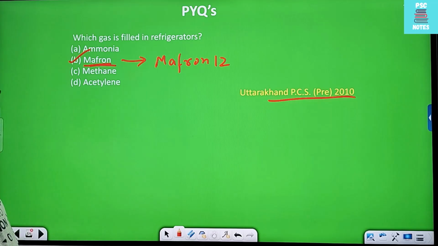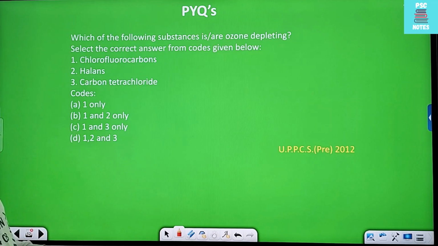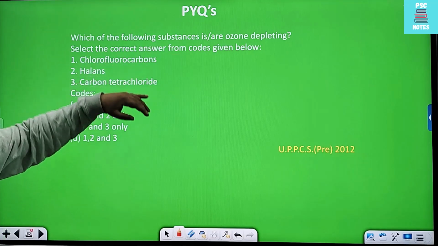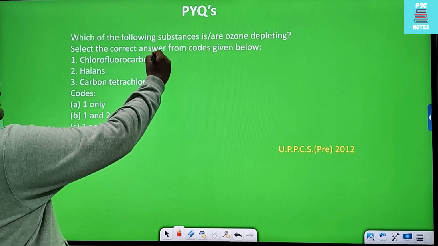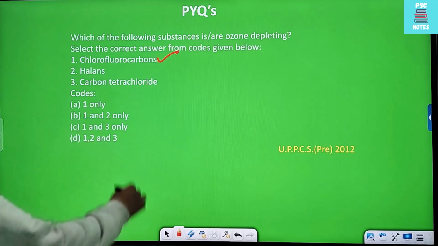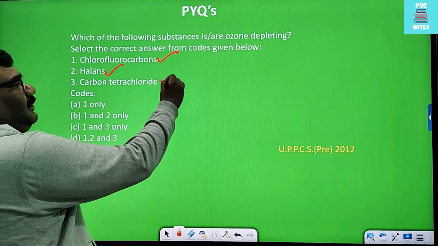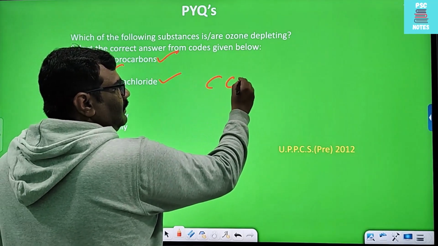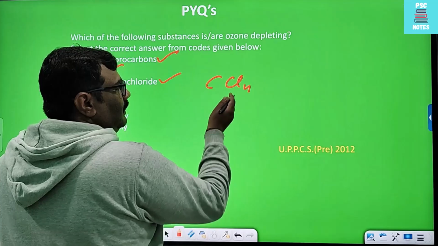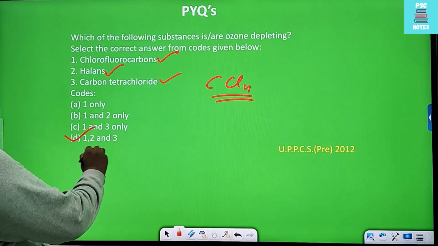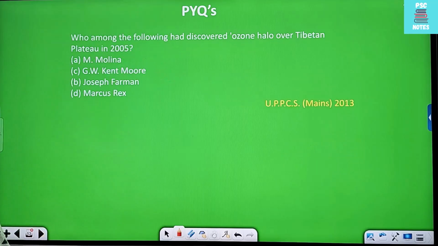Now coming to next question, which was asked in UPPSC prelims, which of the following substance is ozone depleting? Select the correct answer. So chlorofluorocarbons, halons, ठीक है, कार्बन टेट्राक्लोराइड, तो answer is 1, 2 and 3, ठीक है.